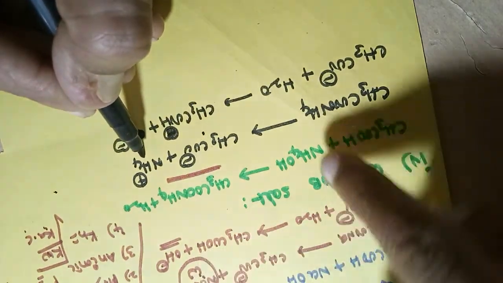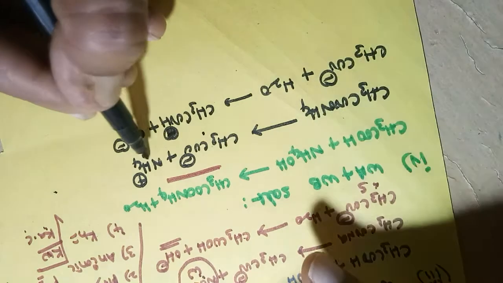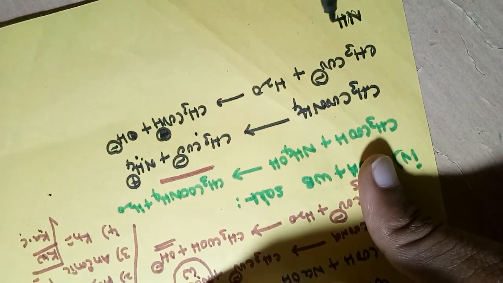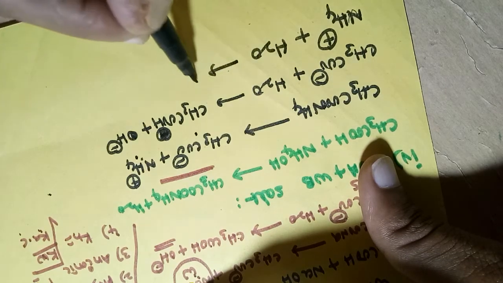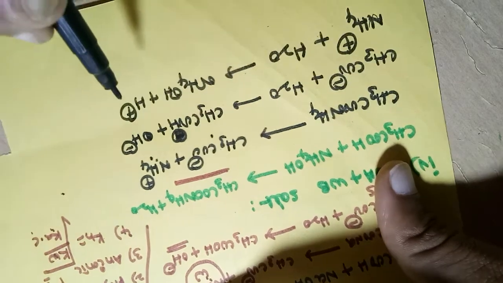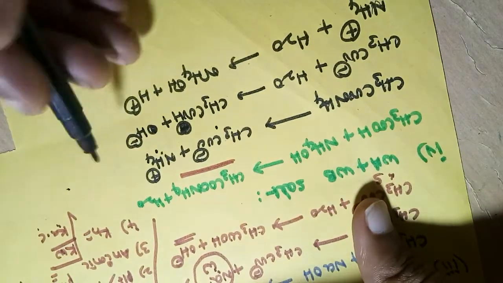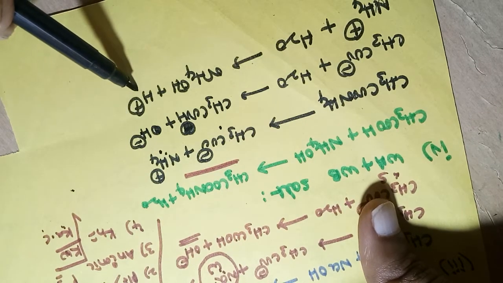NH4 plus is also formed from a weak base. So that's why it is also strong. So it is involved in cationic hydrolysis, and we will get NH4OH plus H plus ions. So in the solution OH minus ions and H plus ions both are formed.